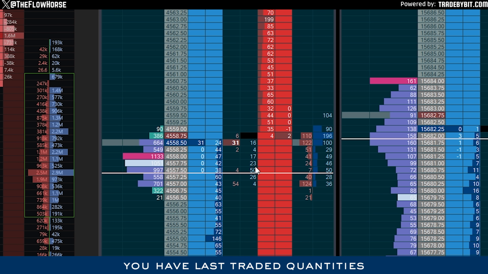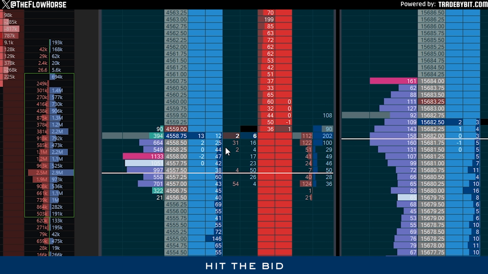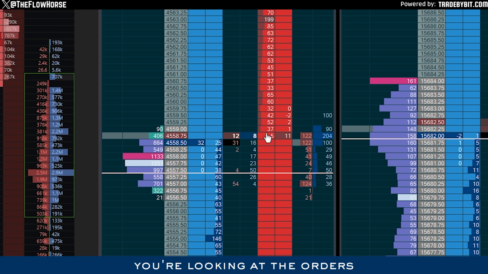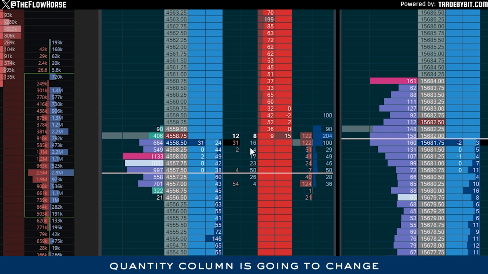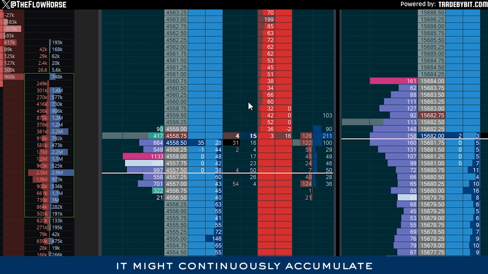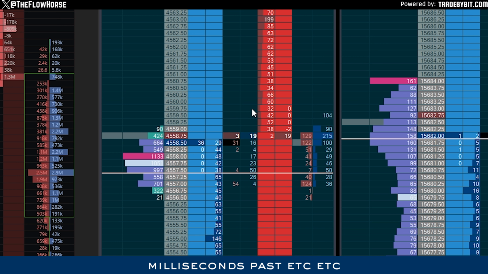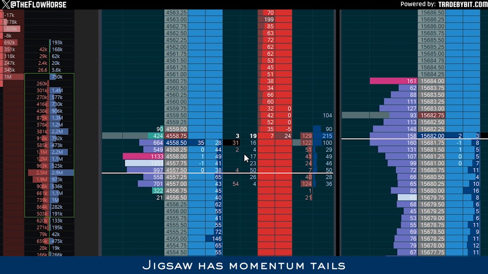In the center, you have last traded quantities. So this is basically like looking at a tape. You're looking at the orders come through. You're looking at the orders hit the bid. You're looking at the orders hit the ask. Now, the center last traded quantity column is going to change. Depending on what platform you're using, it might continuously accumulate until you trade back through the level, and then it'll zero out. Or it might zero out based on a time setting, milliseconds passed, et cetera. Jigsaw has momentum tails, which colors it darker based on how much momentum is on that side.